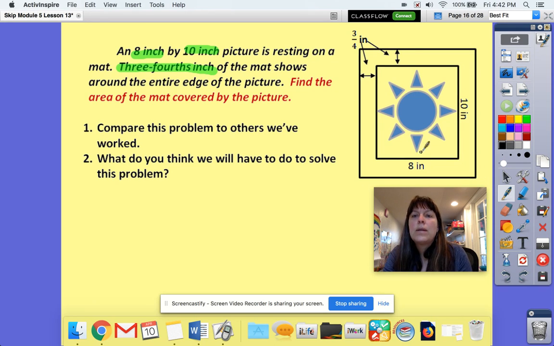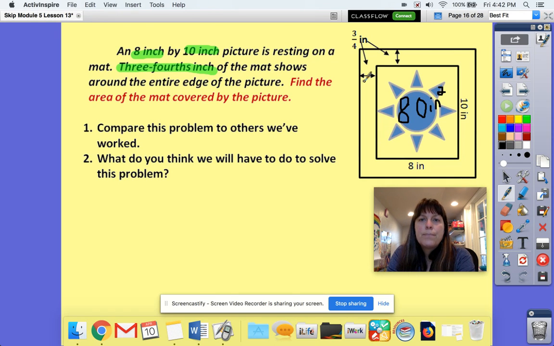Because right now we only know definitively the inner part, right? Which is, I guess, the picture. So the area of the inner picture is going to be length times width. So it's 8 times 10. So we know that it's going to be 80 inches squared. But we need to know the whole thing before we can figure out what's underneath it.